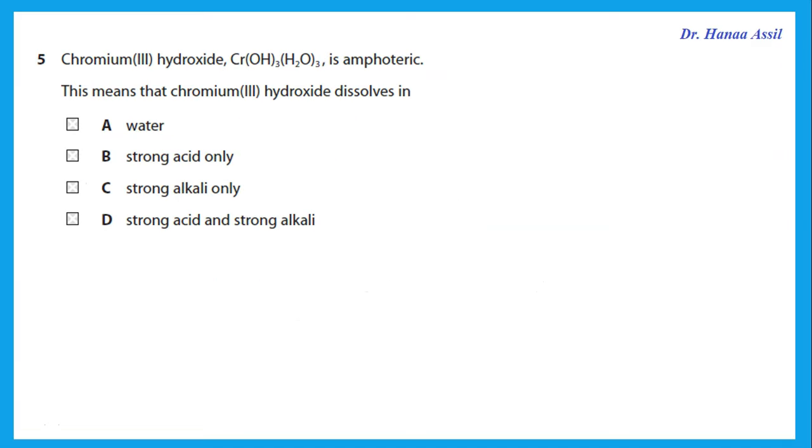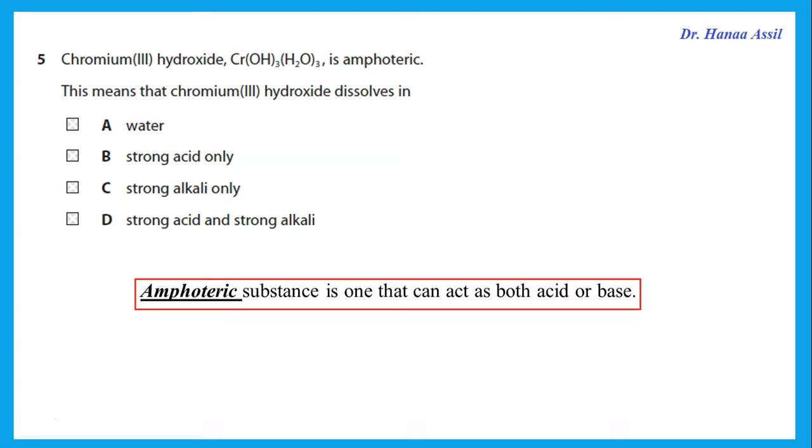Chromium 3 hydroxide is amphoteric. This means that chromium 3 hydroxide dissolves in what? Remember, what do we mean by amphoteric? You should remember that an amphoteric substance is one that can act as both acid and base. That means you put it in acid, it will react as a base. You put it in base, it can react as acid, and that means it can dissolve in both acid and alkali.